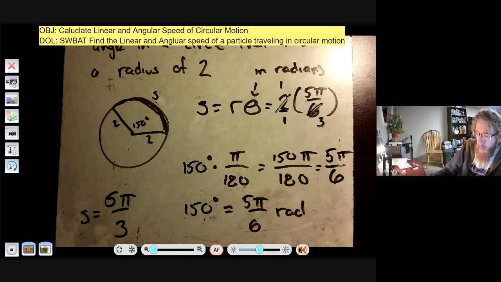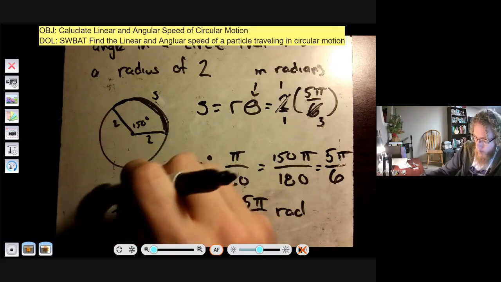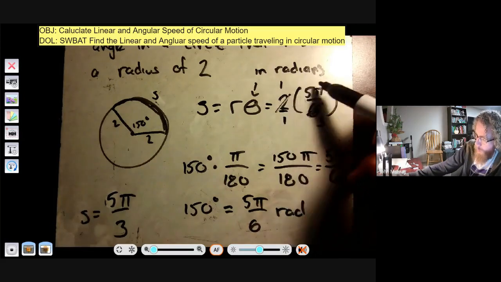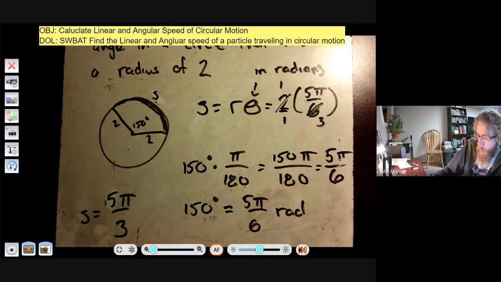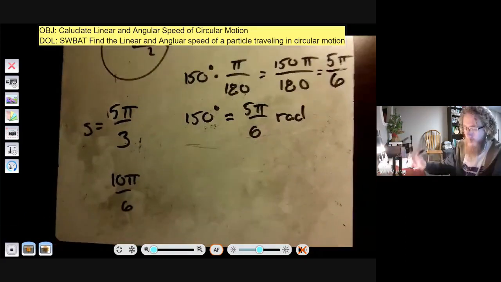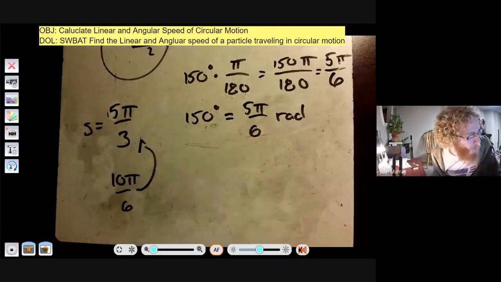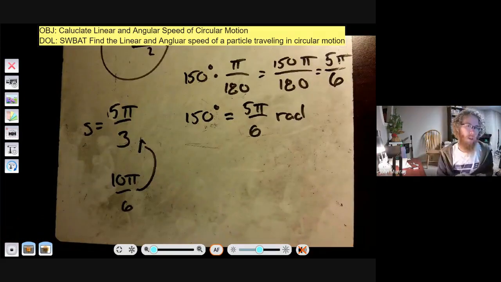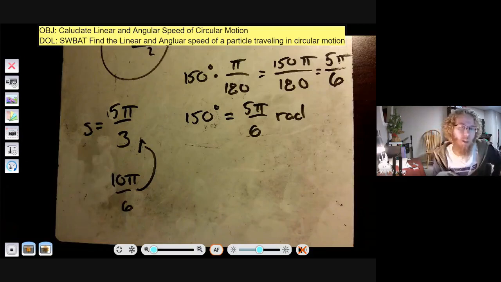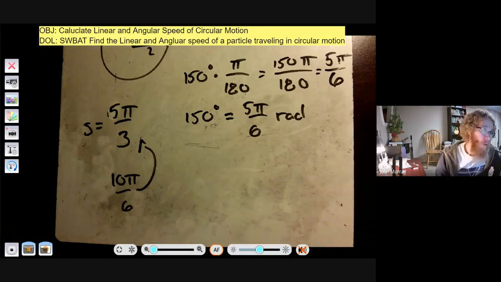Okay, or if you did it and you forgot to reduce, right, when you multiply the 2 times 5 pi over 6, that would get you 10 pi over 6. All right, but we usually like to have our radians in the fraction part in reduced form. So if you gave me this, you wouldn't be wrong. You just have to take it an extra step and reduce the fraction. Okay, any questions?